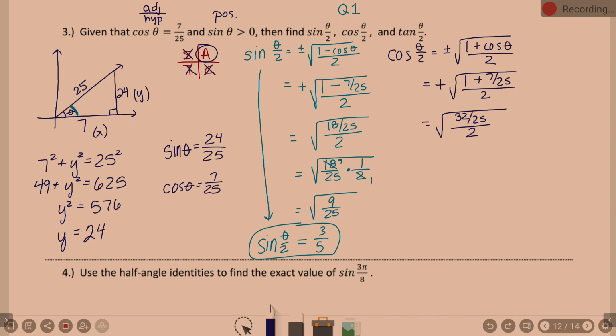32/25 divided by 2, multiplied by the reciprocal, so 32/25 times 1/2. Me personally, I'm going to cross cancel or multiply and reduce. One way or another, you get the square root of 16/25, and the square root of 16/25 should definitely reduce to 4/5. And this is cosine of theta over 2.